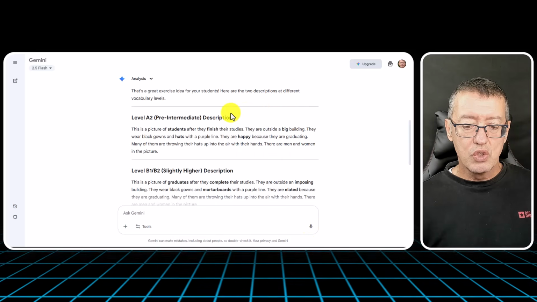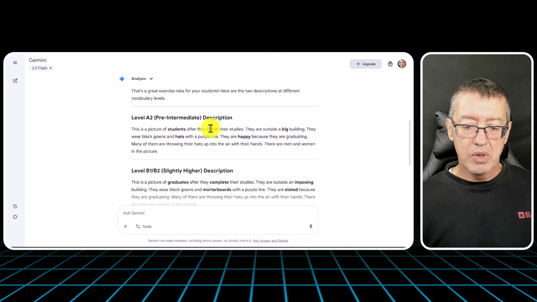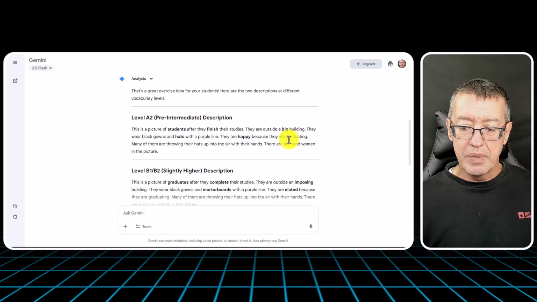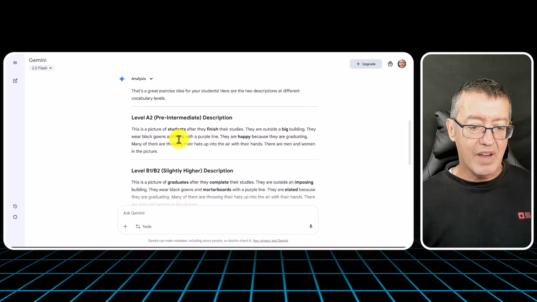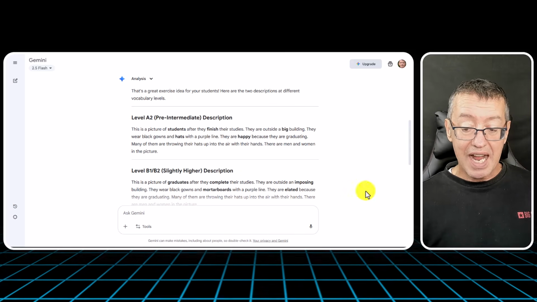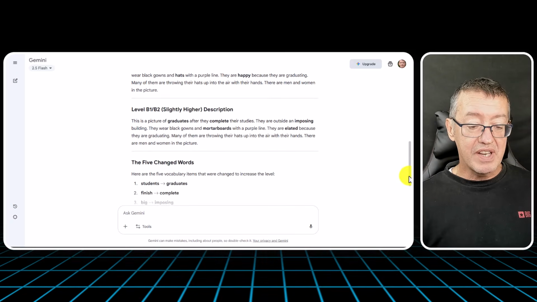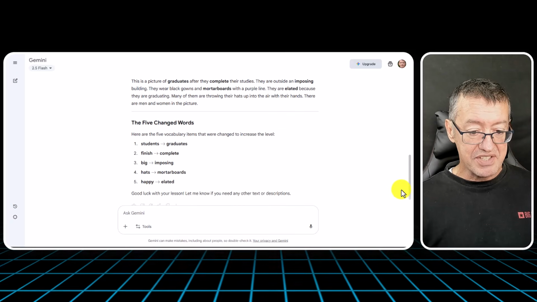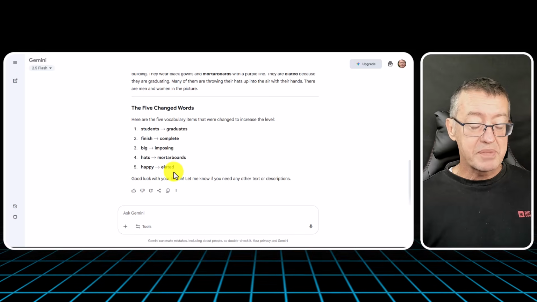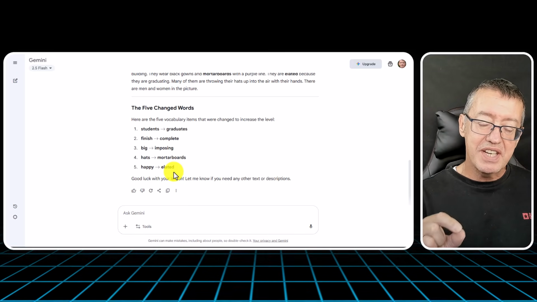Actually, it's interesting what Google Gemini has done. It showed me the words and then the change of words. Finish, complete. Big, imposing. Very clever. Hats, mortarboards, which is very good. Elated, happy. I really like this type of idea. Now, I want to confess, I've never done this in a lesson. I really like this, but I have done this for myself in Polish, and I think this idea has a lot of potential.